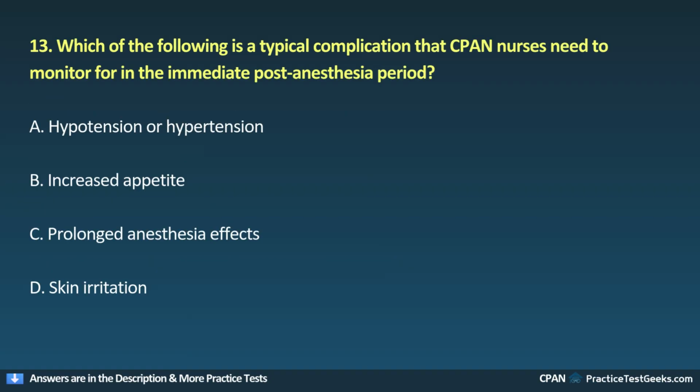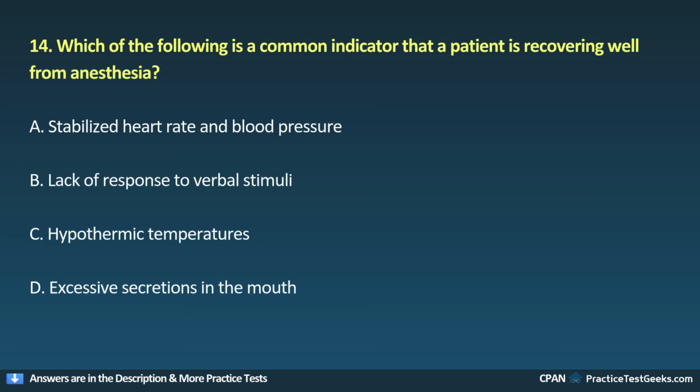13. Which of the following is a typical complication that CPAN nurses need to monitor for in the immediate post-anesthesia period? A. Hypotension or hypertension. B. Increased appetite. C. Prolonged anesthesia effects. D. Skin irritation.